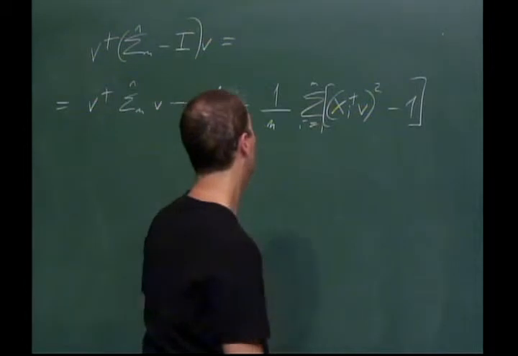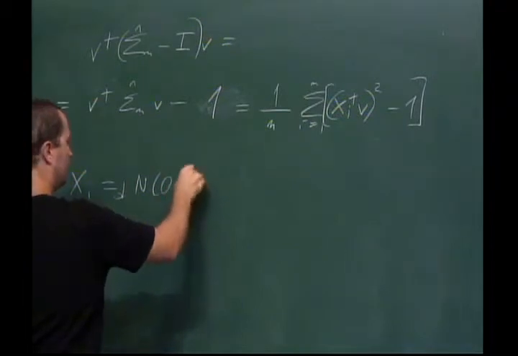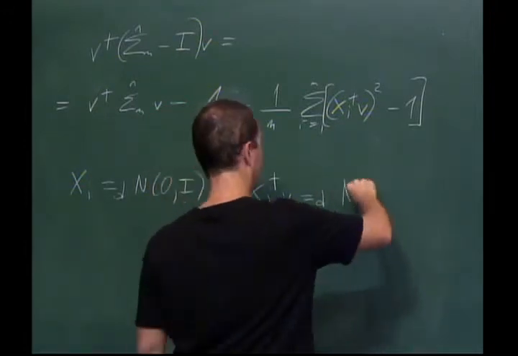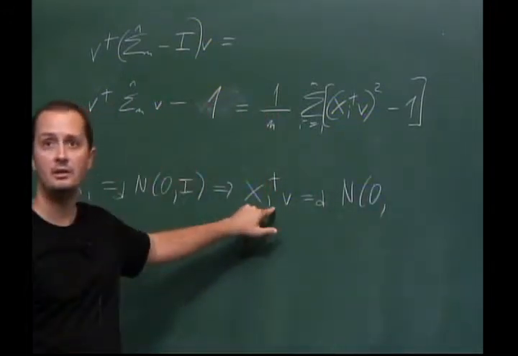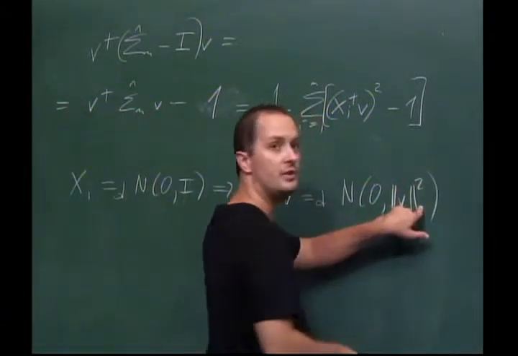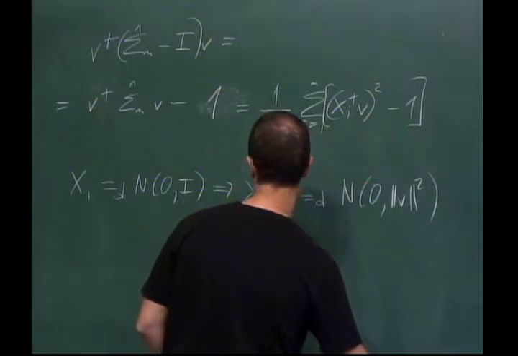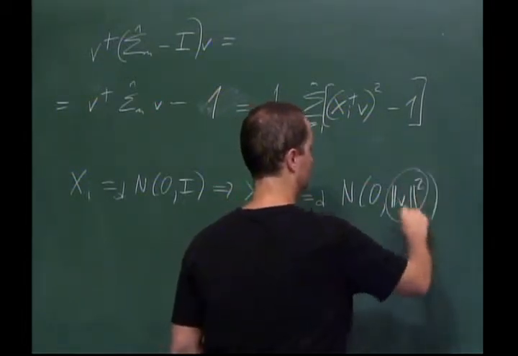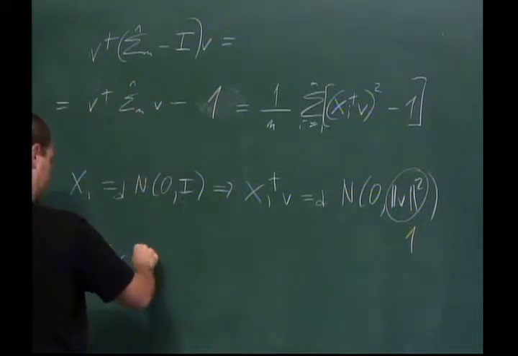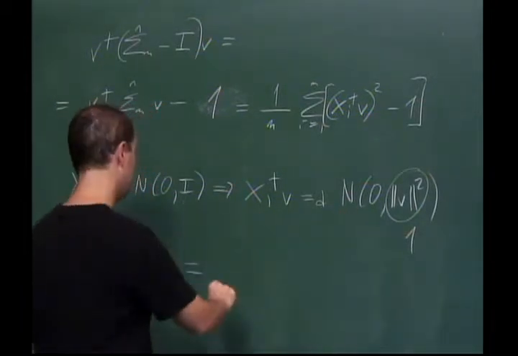Because let's see why. Well, the fact that xi is normal zero identity means that xi V is normal with mean 0. Now we have a scalar here, right? You have a one-dimensional thing. And what is the variance? It's just the norm of V squared, right? Which is 1. So we know in particular that the mean of this guy is just the mean of the square of a normal random variable, and we know that's 1.